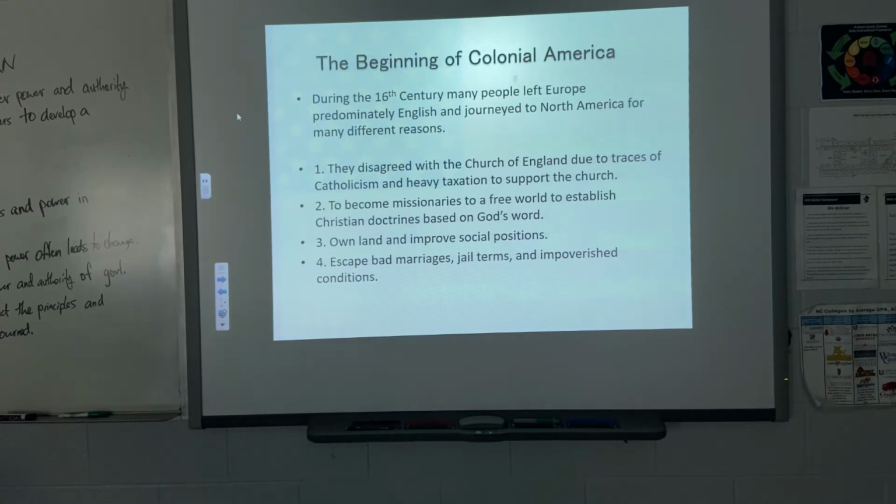So the first two here are more religious reasons. The second one: to become missionaries to a free world, to establish Christian doctrines. There again, they were looking to go to an undeveloped area that they might be able to easily influence and spread their ideas. So it is safe to say that the major reason or reasons are religious reasons. However, that wasn't the only case. Looking at 3 and 4, many people came to colonial America to own land and improve social positions.